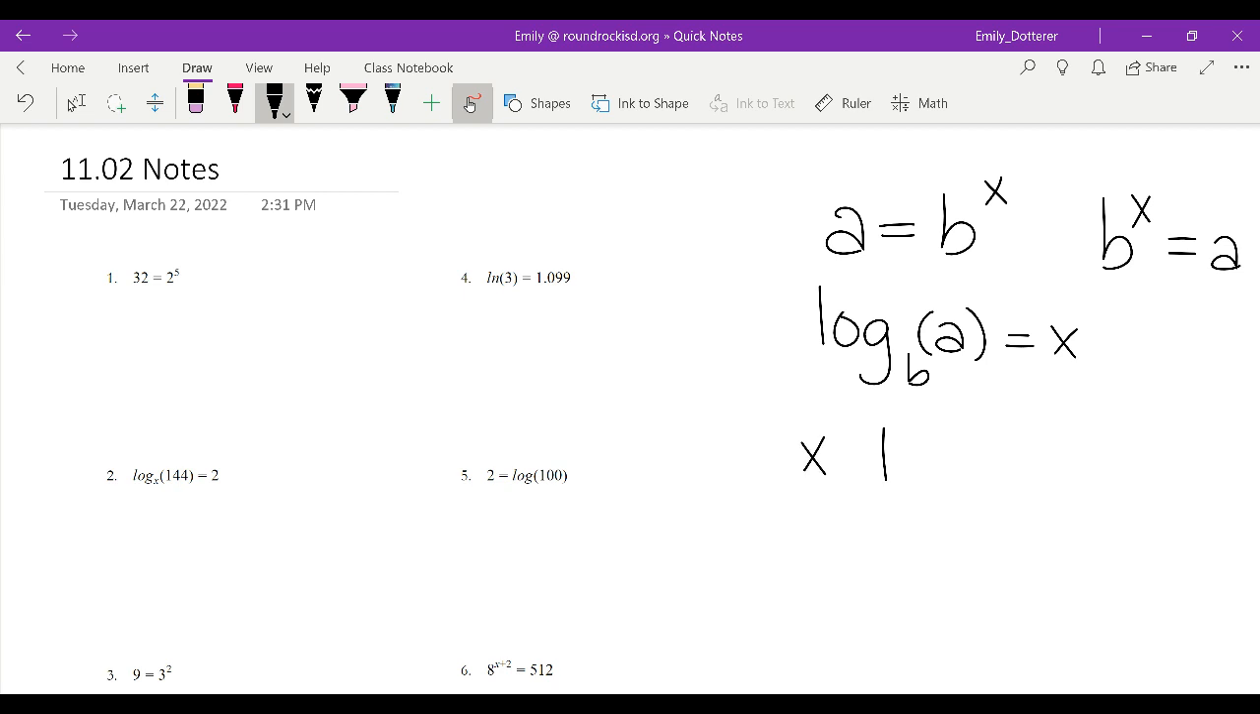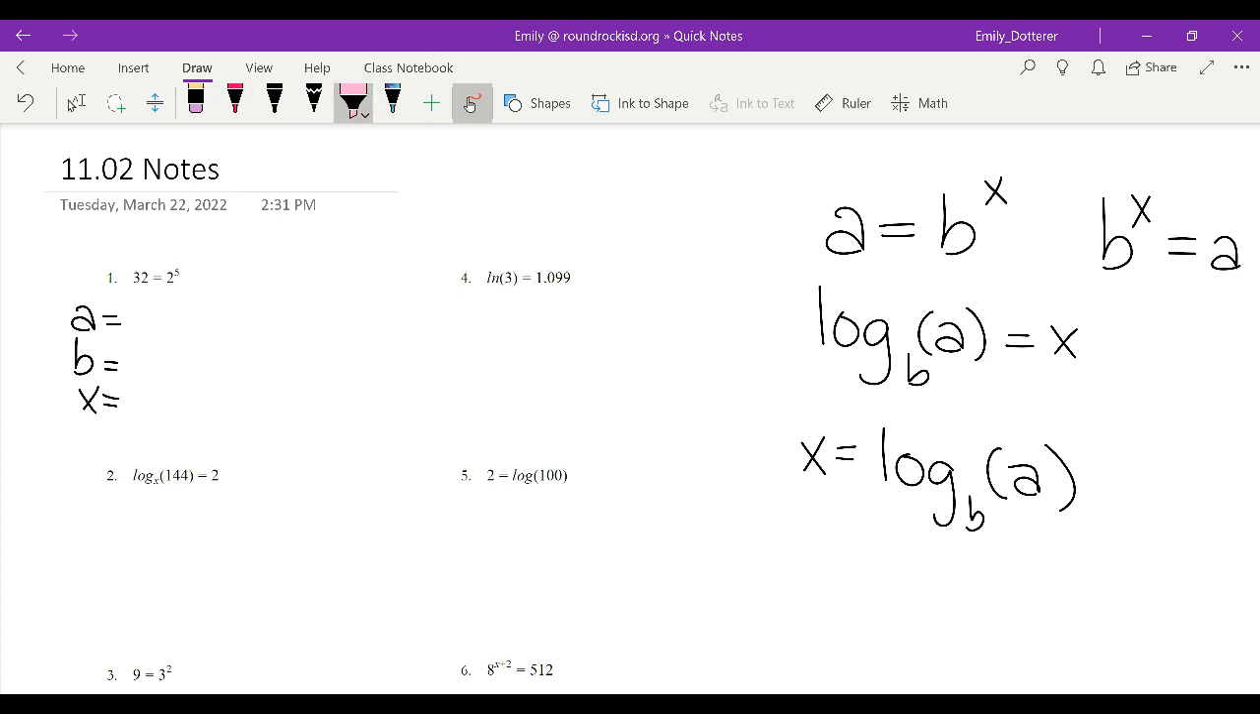Or x equals log base b. All right, so first thing we want to do is identify a, b, and x. Now, if you need to write this out, you can. If not, that's completely fine.